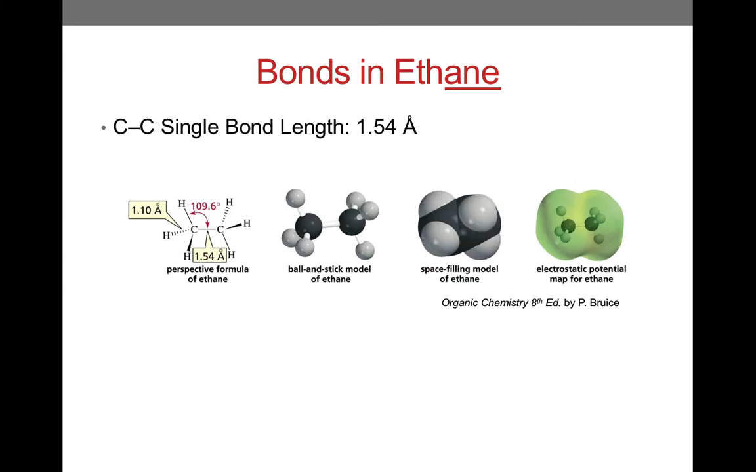Let's look at ethane. Notice the A and E that is underlined in the name. This suffix indicates that this molecule is an alkane, which means that only carbon-carbon single bonds are present. The length of the carbon-carbon single bond is 1.54 angstroms.